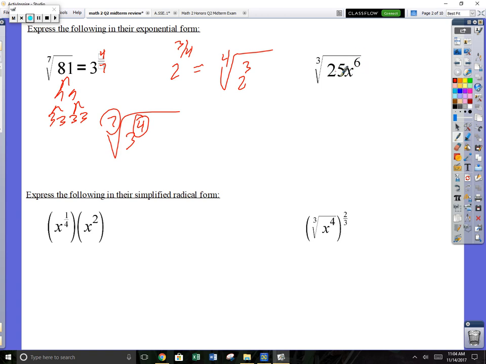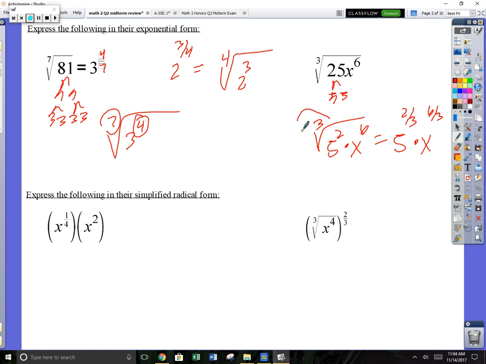There's a couple ways to do it. You could break down 25 and go 5, 5. So you could swap that out. So you're going to go cube root of 5 squared times x to the 6. Okay, now you need to write it in exponential form. So it is going to be 5 to the 2/3 times x to the 6/3.